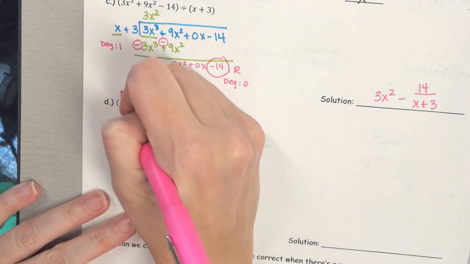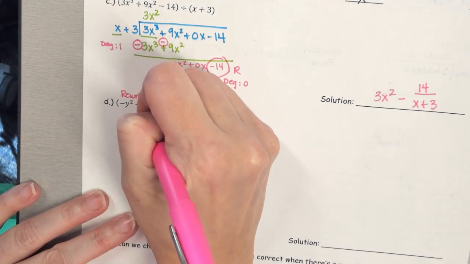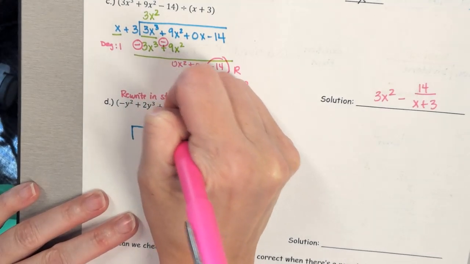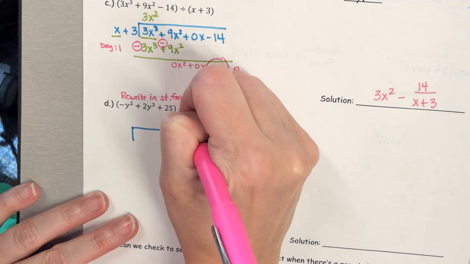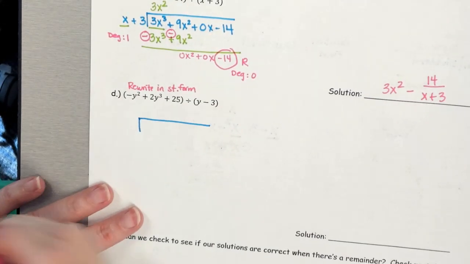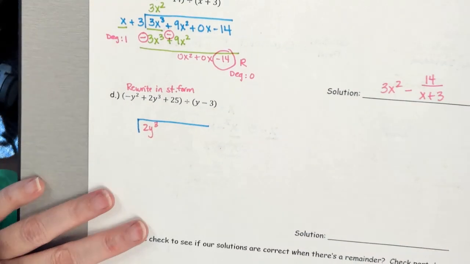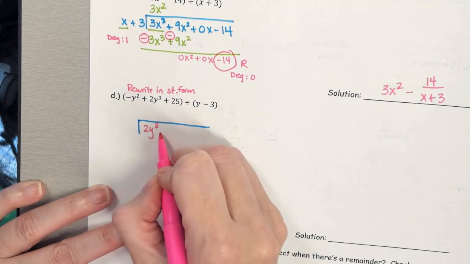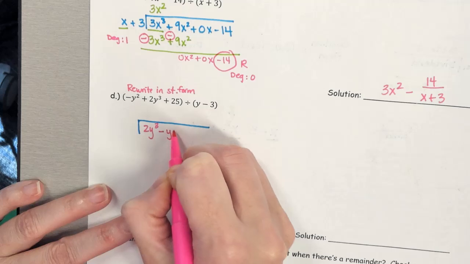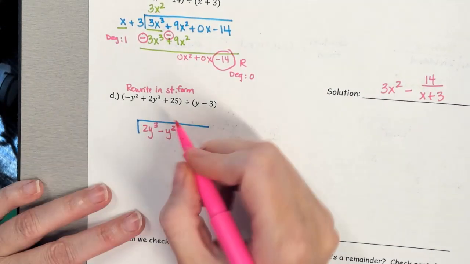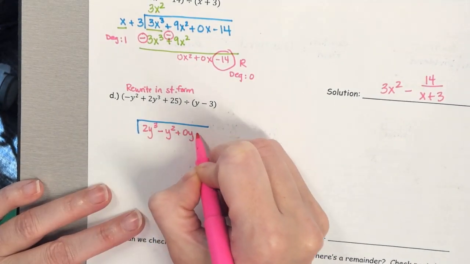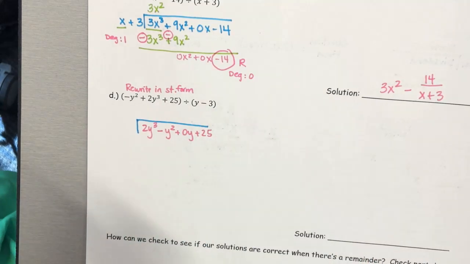What should go first in standard form? Yep, so the third power. So we're going to rewrite this in standard form underneath. So the 2y cubed should go first. After y cubed should go y squared. Do we have a y squared? Yes. Do we have a y? Nope. So we're going to put 0y, and then we have the 25.